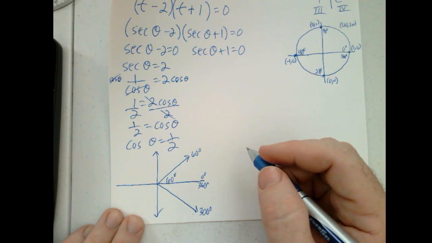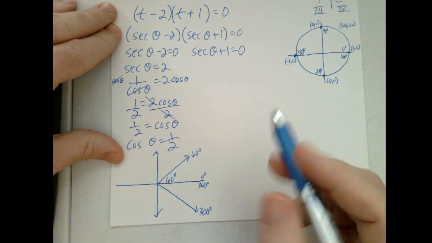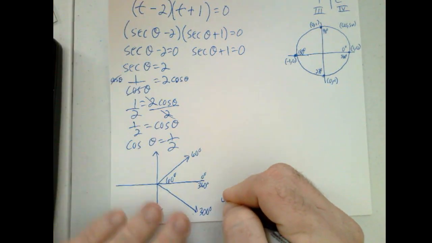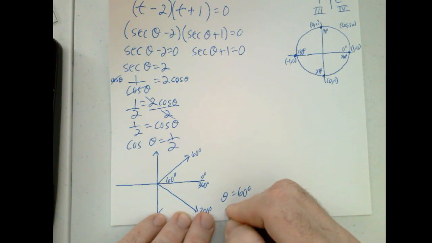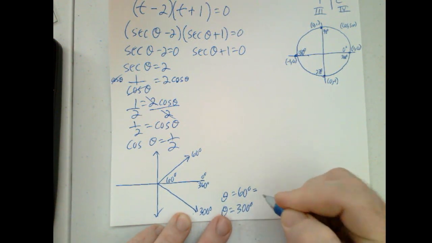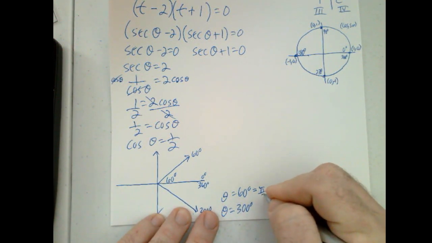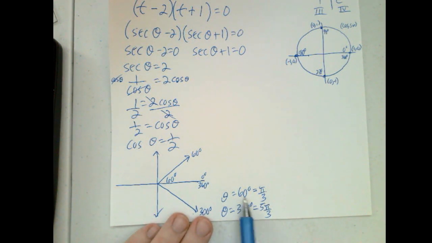So the solution for secant theta equals 2 is theta equals 60 degrees and theta equals 300 degrees, which equals pi over 3 and 5 pi over 3. And the way you get from 60 degrees to pi over 3 is you do 60 degrees times pi over 180, and then 300 times pi over 180, and you get these values here.